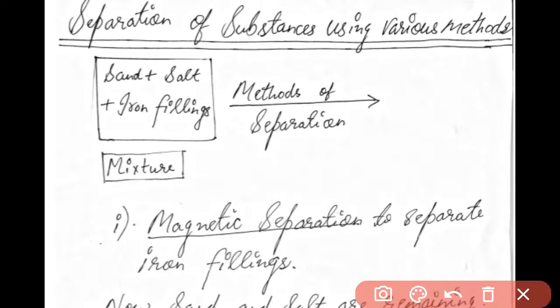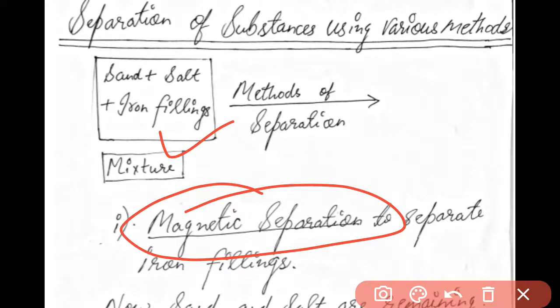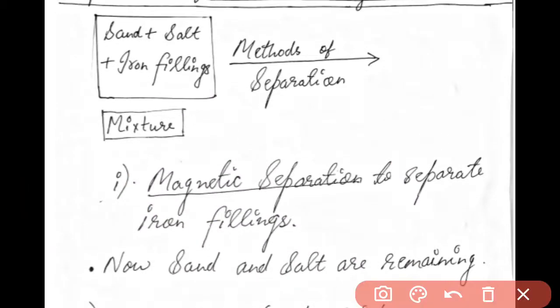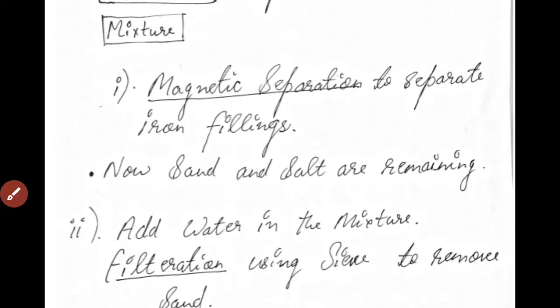First of all I want to separate the iron filings. For the separation of iron filings and every magnetic material, for example iron, cobalt, nickel, as I have told you, any mixture containing these types of magnetic materials, you are going to use magnetic separation. After the magnetic separation, the iron filings will be separated, and we will be left with only sand and salt in that mixture.